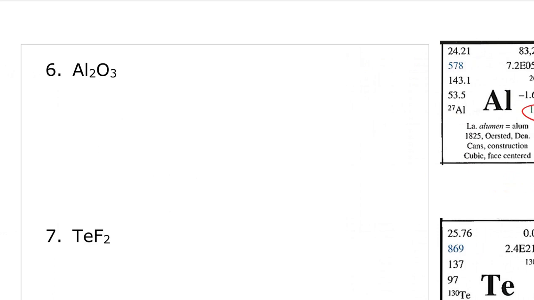But I'm going to have aluminum with 2 aluminums, Al2, and 3 oxygens, OOO. Let's give everybody their valence electrons. Well, oxygen gets 6 apiece.